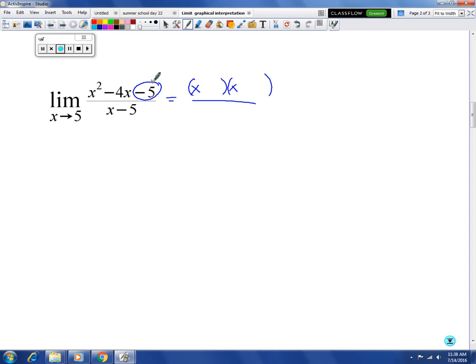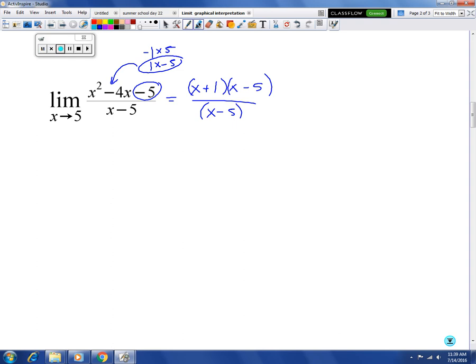Our last term is a negative 5, so I can multiply a negative 1 times a 5 to get that, or a positive 1 times a negative 5. Well, I see that these two will actually add up to equal a negative 4, so this is how it factors: x plus 1, x minus 5.